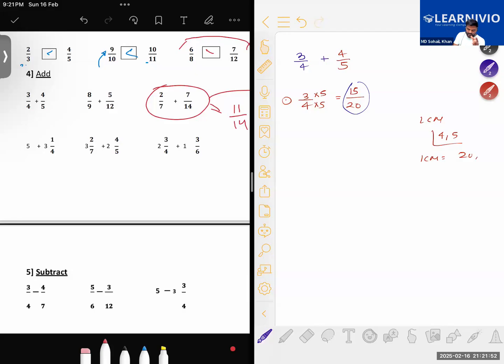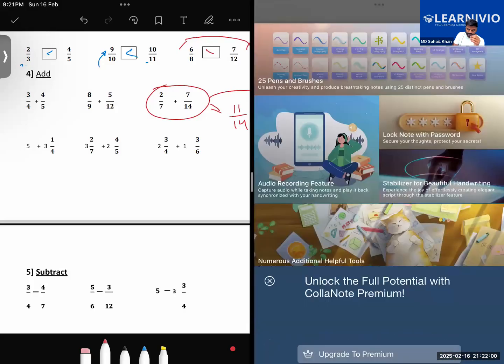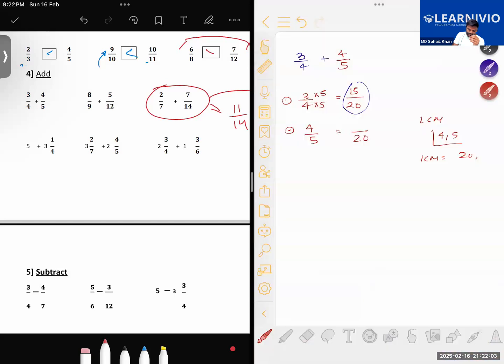You need to carry the calculation further. 4 upon 5, how do you convert its denominator to 20? 5 should be multiplied by 4, then 4 should be multiplied by 4 also. It has to be multiplied with the same number. That's 16 upon 20, no? Now you're supposed to add these two, no? 15 upon 20 plus 16 upon 20. Without addition, our answer is going to be incomplete, no? That's 31 upon 20. So that is the right answer, okay?